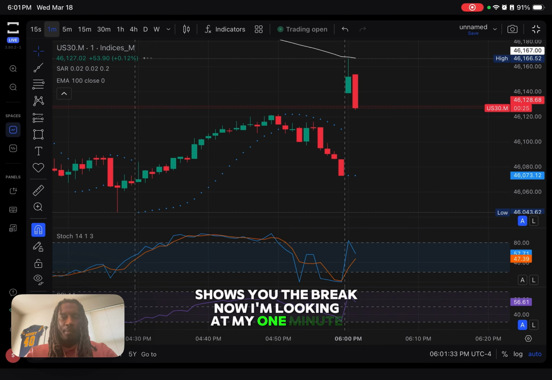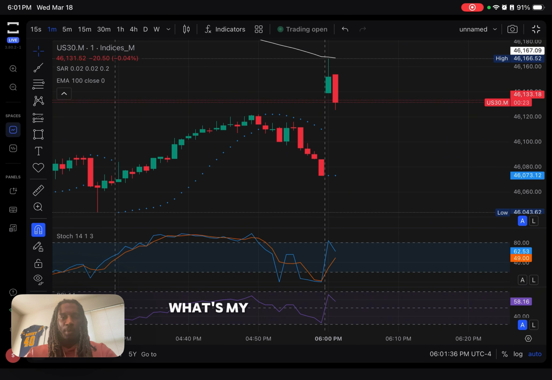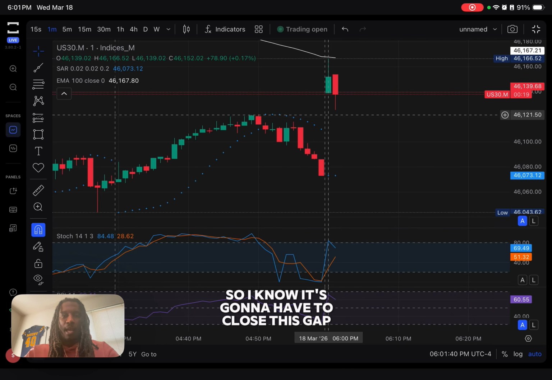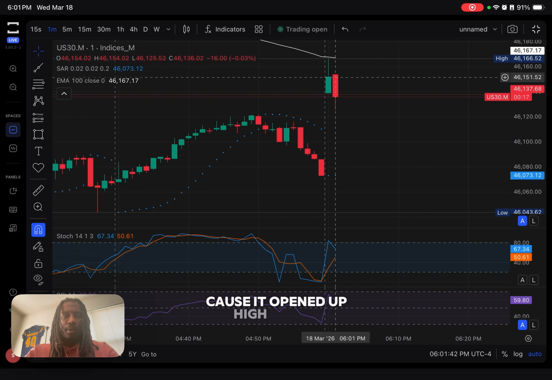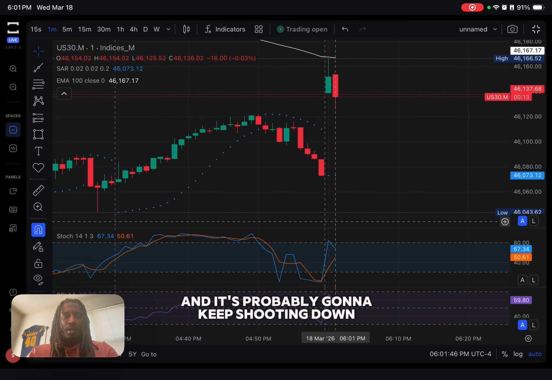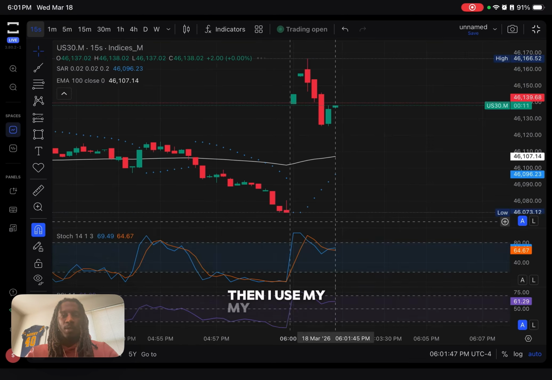Now I'm looking at my 1-minute, right? Okay, cool. What's my 1-minute doing? All right, it opened up high, so I know it's going to have to close this gap. I know it's going to close this gap because it opened up high today. So it's boom, boom, boom. It's going to close this gap, and it's probably going to keep shooting down. Then I use my 15-second for the best entry. So right now, I'm just showing you the top-down analysis.